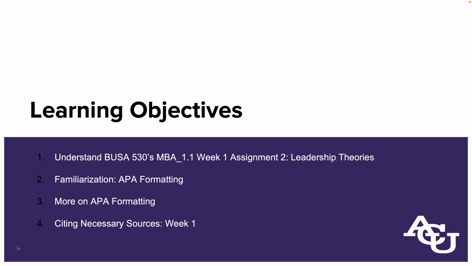So we have 4 major learning objectives for today. The first is to understand the assignment that we are going to be discussing and using as the catalyst for familiarizing ourselves with APA formatting, which we're going to divide into 2 steps because the content is more manageable, more easy to digest if we break it into different groups. So we'll discuss some guiding rules, and we'll talk about some particulars for how those work out in practice. We're going to finish with talking about how to cite and reference necessary sources for Week 1 assignments. All right, let's dive into that first one.